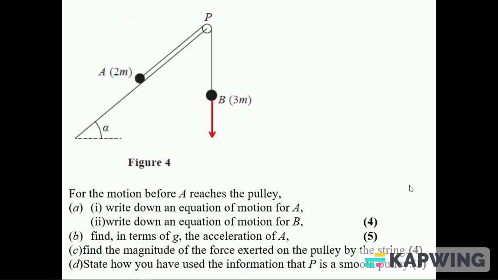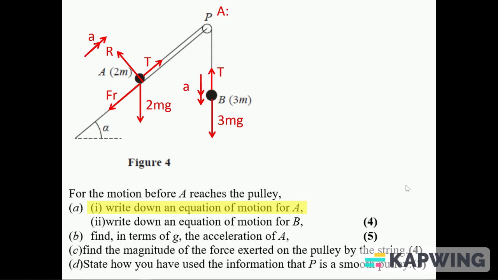So the forces: there's the weight acting on B, 3mg, and the weight acting on A. We've got the tension in the string. And there's a normal reaction, which we're going to need because we've got friction acting down the plane, because it's slowing A down. And B is moving down and A is going up the plane.